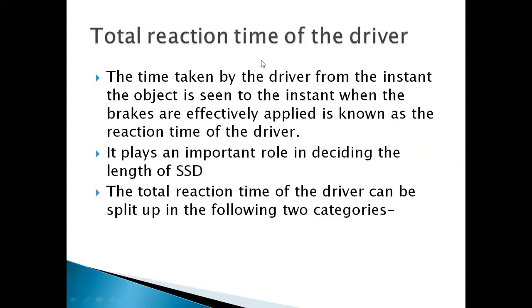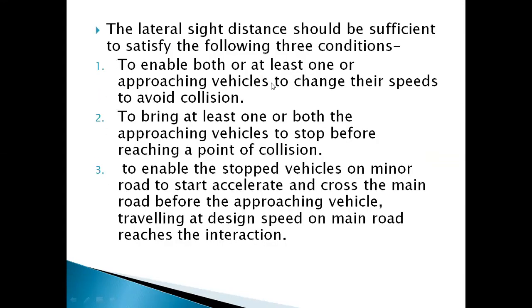Now the next point is the lateral side distance should be sufficient to satisfy the following three conditions. The first condition is to enable both or at least one of the approaching vehicles to change their speed to avoid collision. That is, the lateral side distance must enable at least one vehicle to change its speed and avoid the collision of two vehicles.